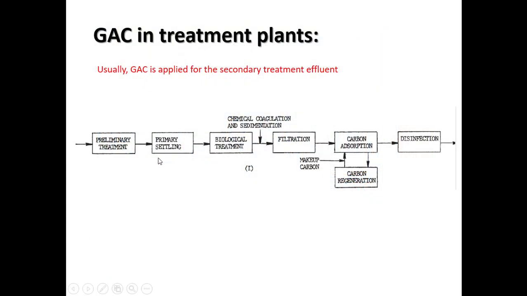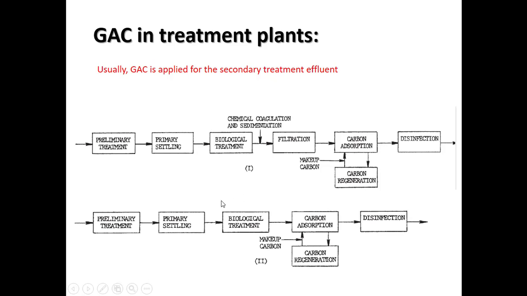In treatment plants, normally the GAC, or granular activated carbon, is applied to the secondary treatment effluent. You can see we have the preliminary treatment, the primary settling, and biological treatment. This is a wastewater treatment actually. Here we have the chemical coagulation and sedimentation, then filtration, and then carbon adsorption. When the carbon is exhausted, of course, there is carbon regeneration, similar to the regeneration of ion exchange resins, and then it goes to the disinfection.